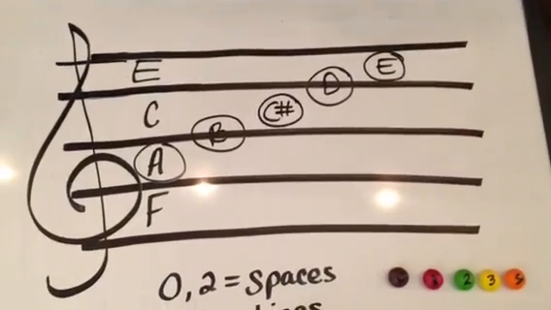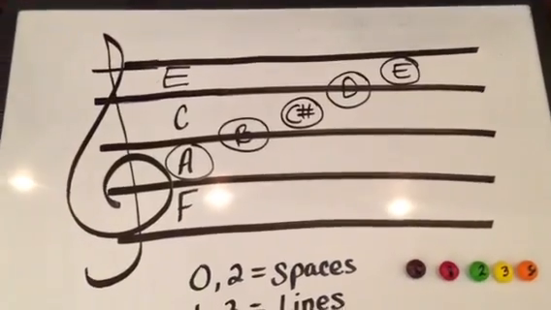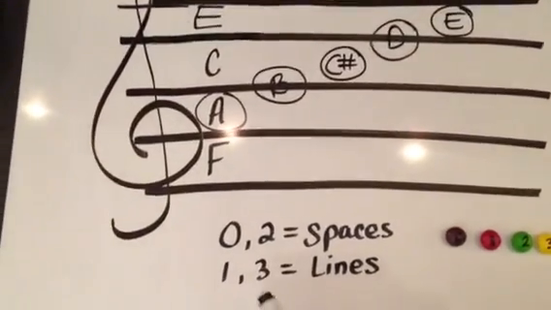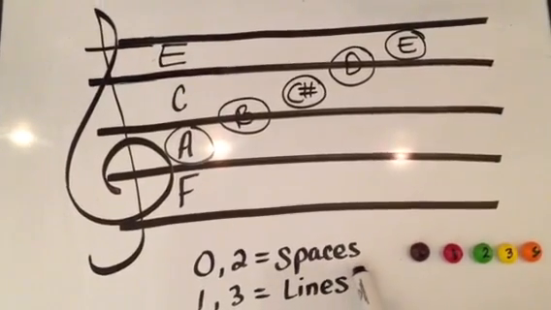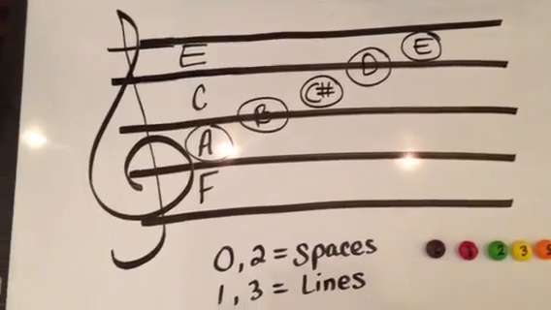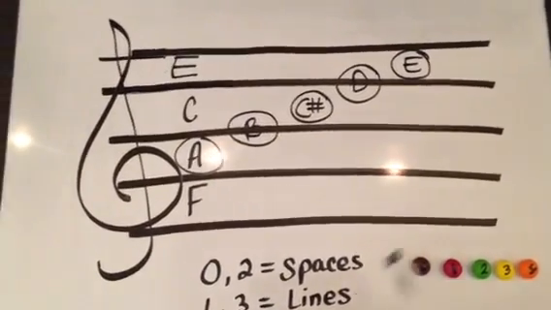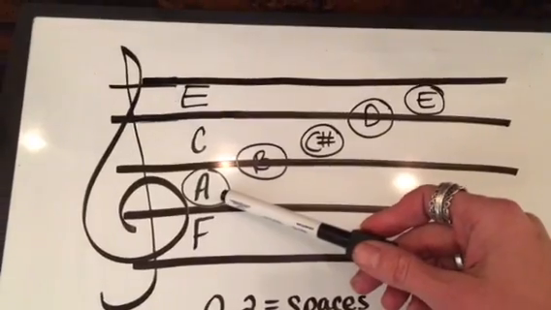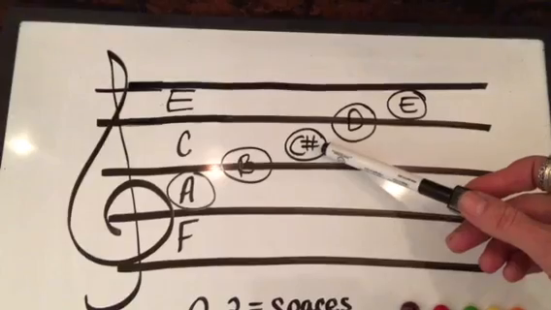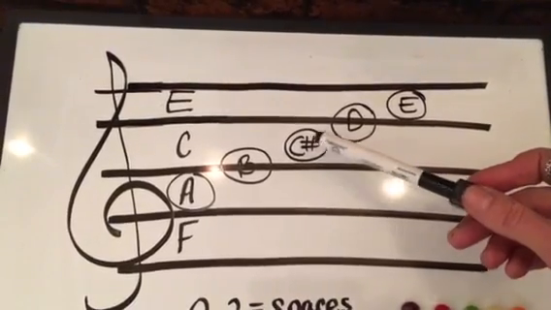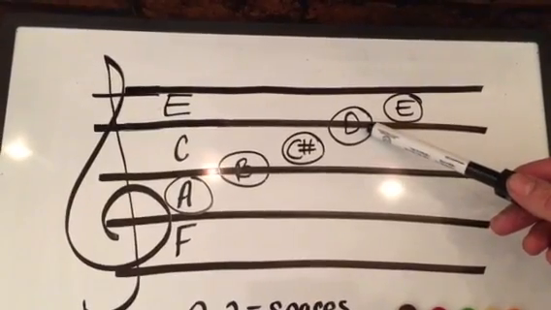If you'll notice, music is always made up of lots of patterns, and I love patterns and I love numbers. So if you'll notice down here, opens and 2s are always going to be spaces when you start off with a violin. 1s and 3s, your fingering, will always be lines. So open is going to be on the space. Our 2, our second finger C sharp, is going to be on the space. Our 1, B, is going to be on a line, and our 3, D, is going to be on a line.